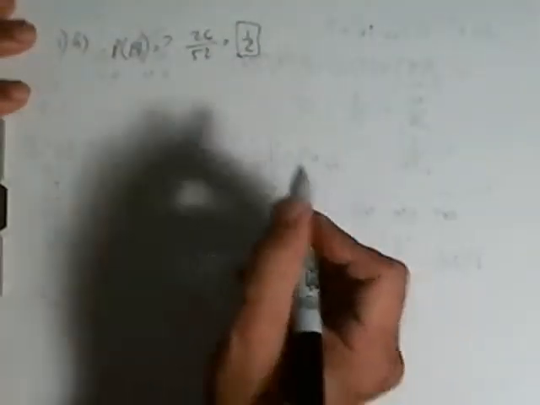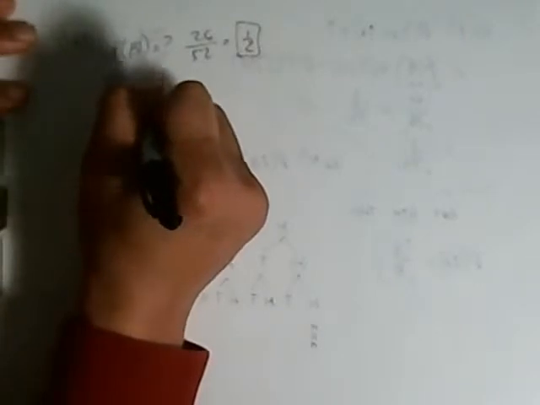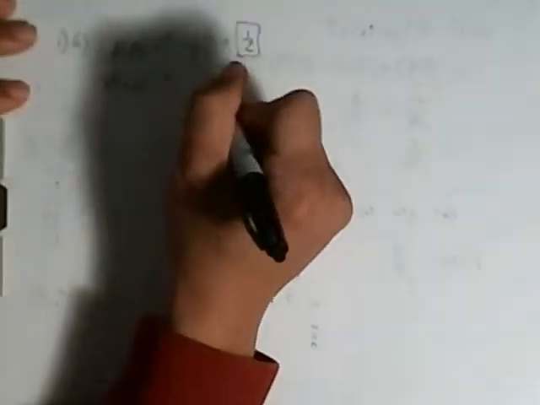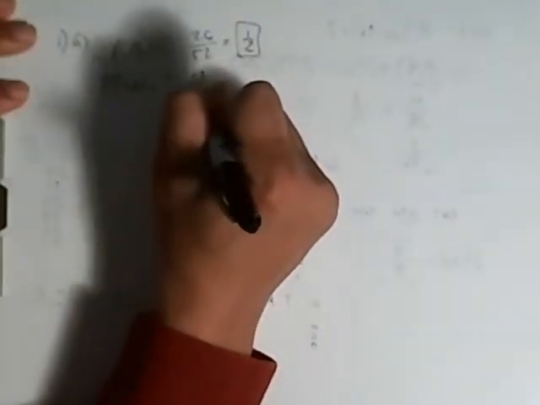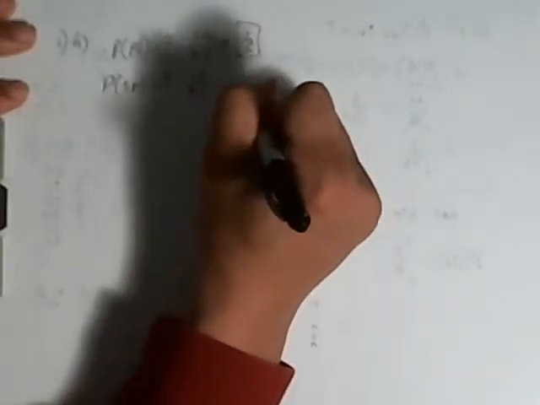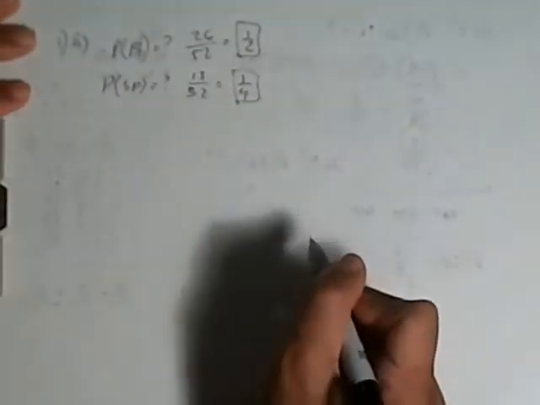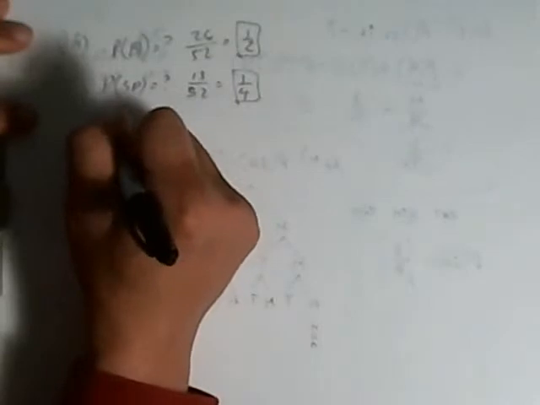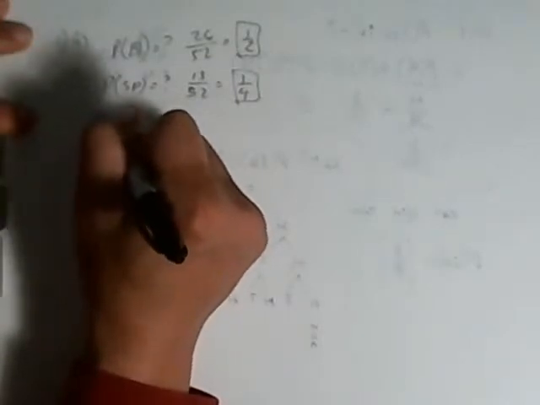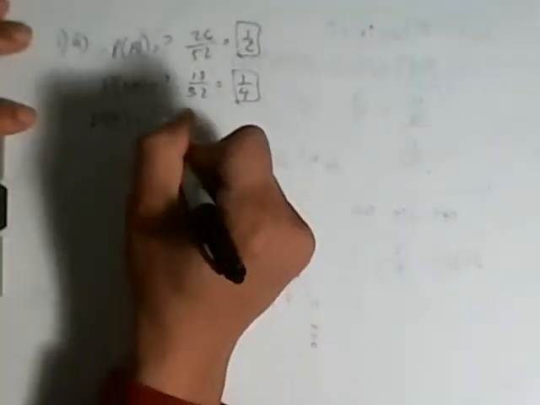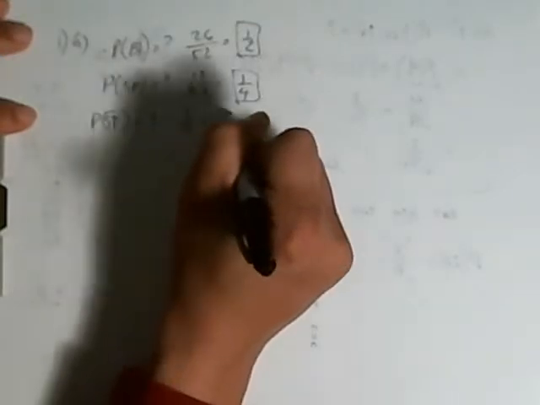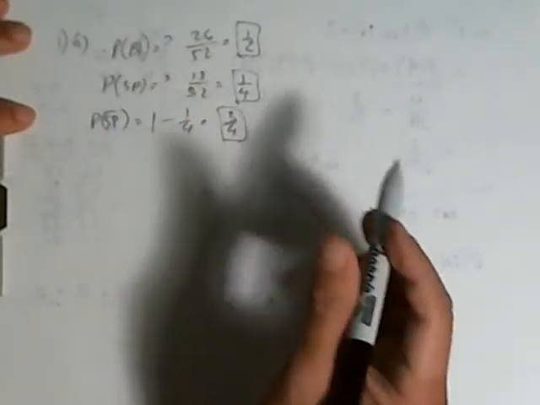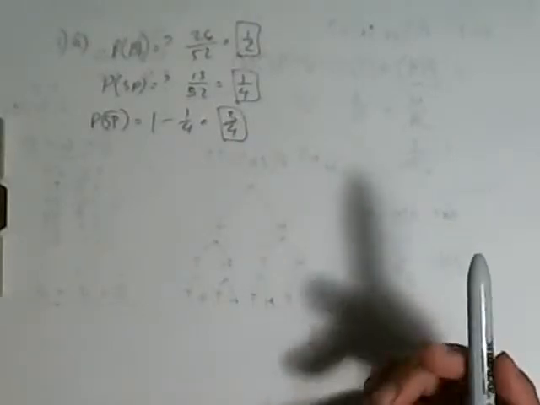Okay. A spade, probability of a spade. There are 13 spades available divided by 52, which is equal to 1/4 if we reduce that fraction. Probability of not a spade is equal to 1 minus 1/4, which is equal to 3/4. And now I'll let you do number 3 and number 5 by yourselves. Let's look at number 7.